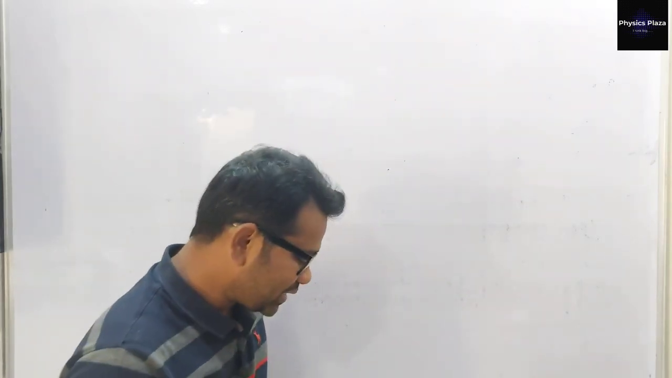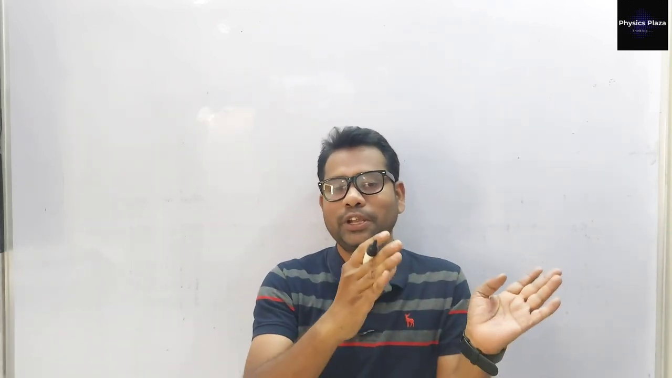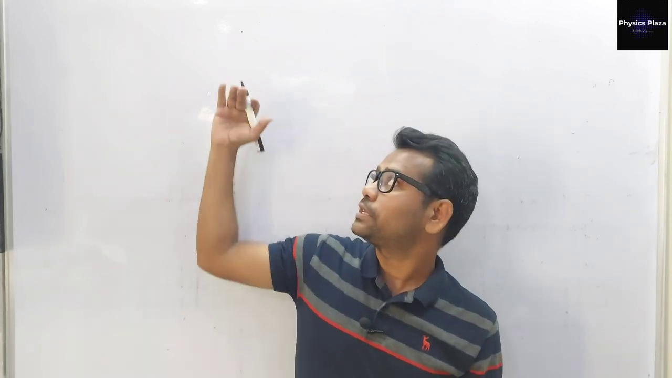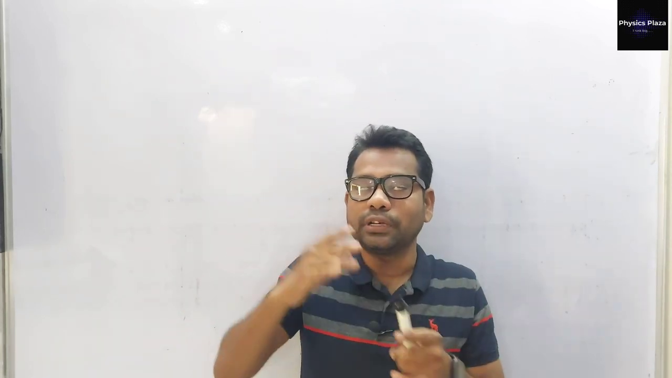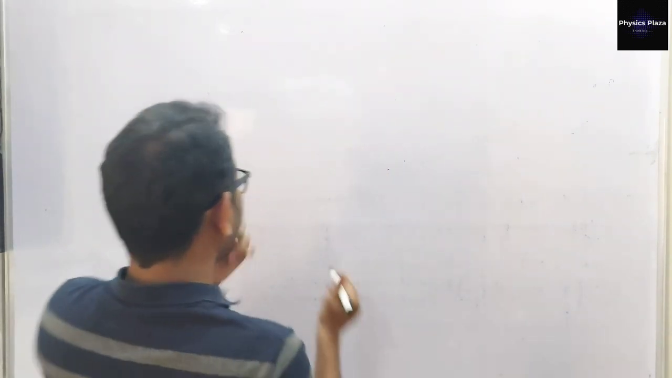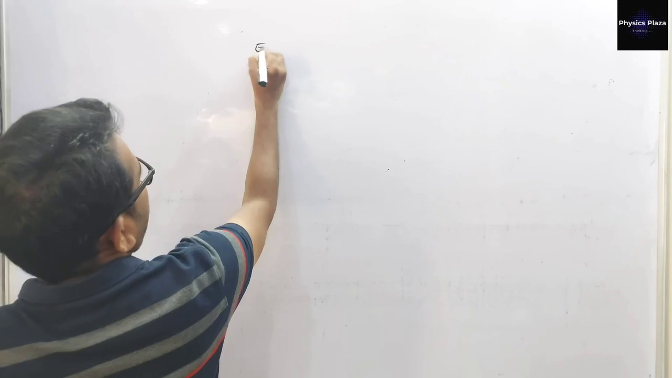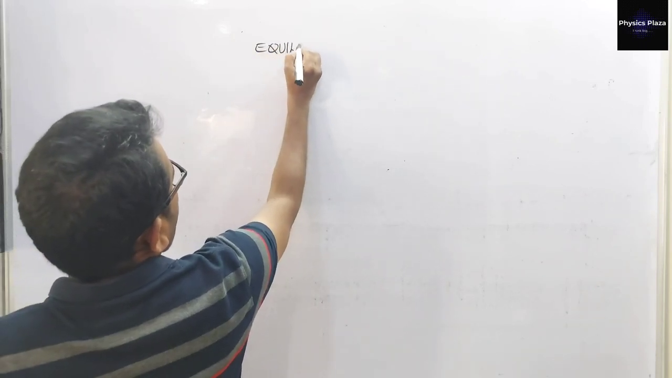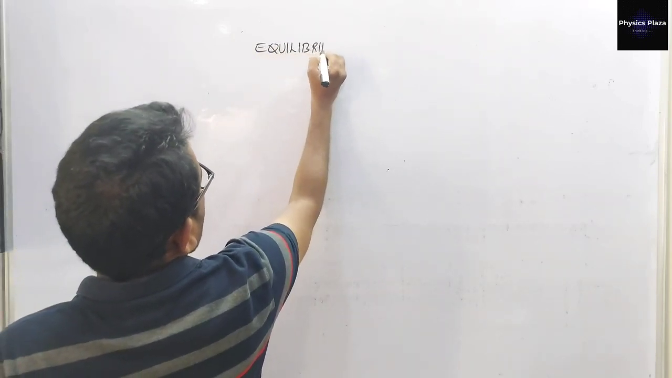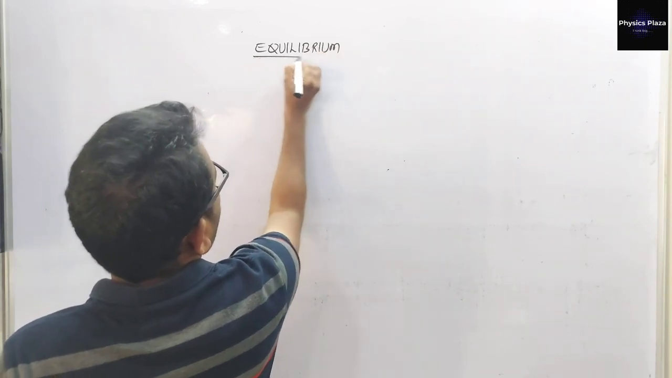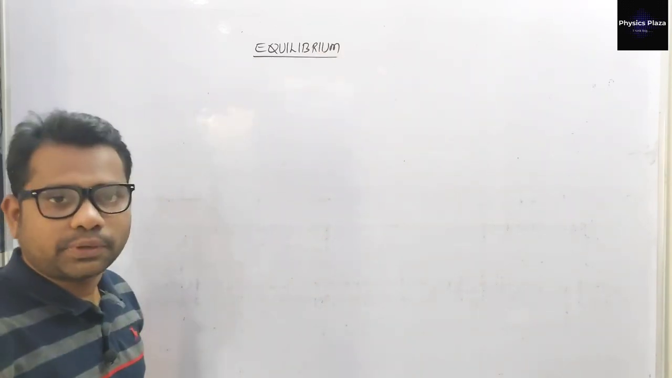Come on, let us recall. There was a chapter called Laws of Motion. There we discussed Newton's first law of motion. Fine. So this equilibrium concept is purely based on Newton's first law of motion. When you are discussing equilibrium, definitely Newton's first law of motion will be going around your mind. Clear? Fine. Now we discuss equilibrium, the types of equilibrium and examples also.